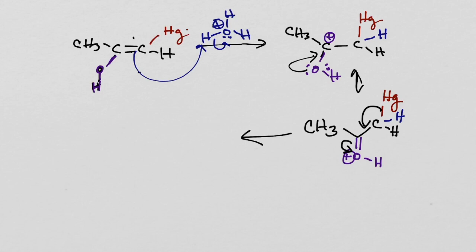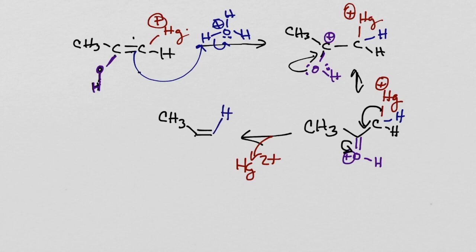And this mercury all along has had this +1 charge. The mercury is going to be lost as Hg2+, and we're going to regenerate the enol. Again, this is not a mechanism I'm going to test you on. If you can understand that we're going to add to make the more stable carbocation and put that oxygen on the more substituted carbon, you'll be in good shape.